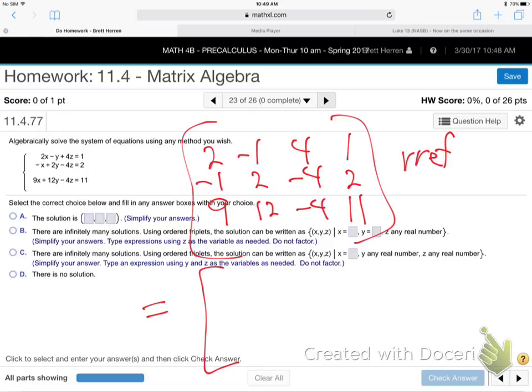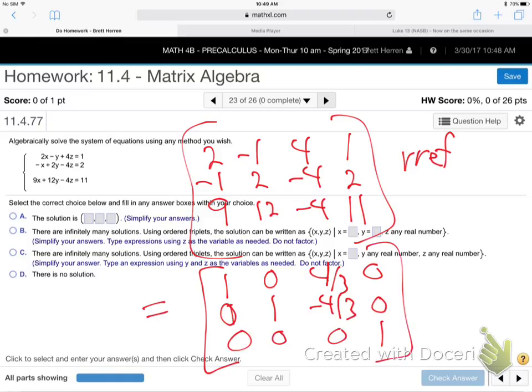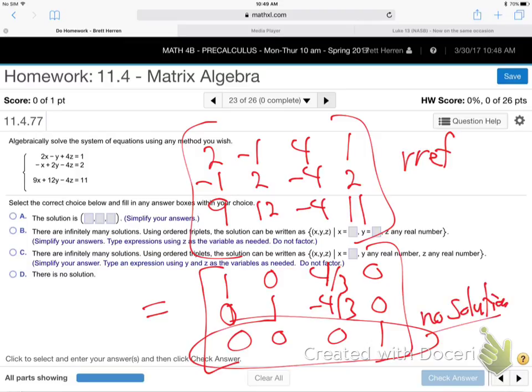Kelton, what do you got? 1, 0, 4 thirds, 0. 0, 1, negative 4 thirds, 0. 0, 0, 0, 1. Oh, yeah. What does that mean right there? No solution. Right? Remember me saying when you get all zeros, remember the right side was the equals. So it's still the same thing in the answer matrix. This means 0 plus 0 plus 0 equals 1. No solution. So if you get a bunch of zeros and a 1, that's no solution.